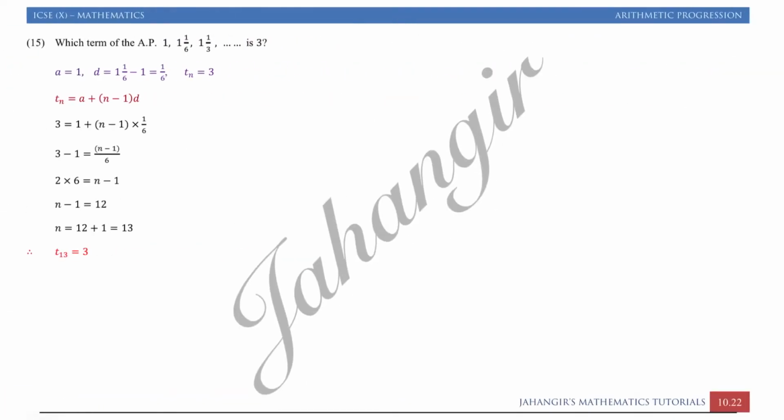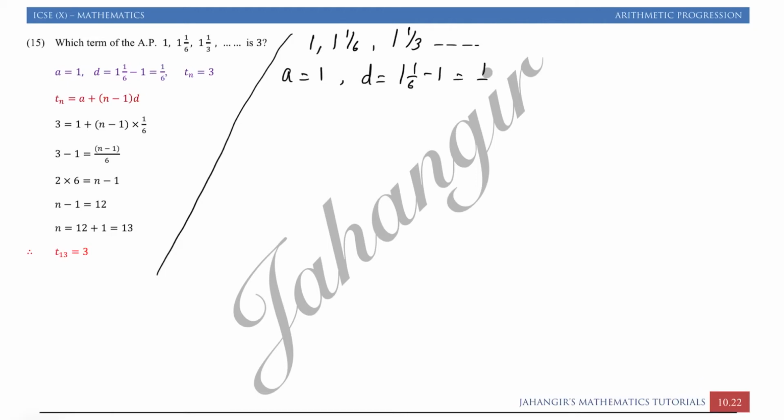Question number 15. Again same pattern. Which term of an AP, that is 1, 1 by 6, 1 by 3 is 3. So here I can write A is equal to 1, D is equal to 1 by 6 minus 1, that is equal to 1 by 6, and Tn is equal to 3. Tn is 3, nth term is 3. So we have to find which term of the AP is 3.